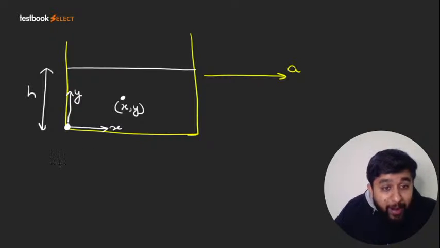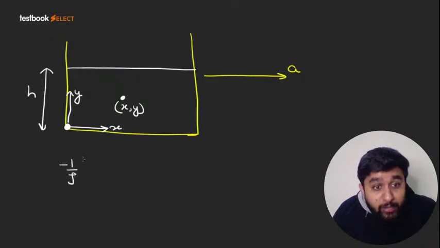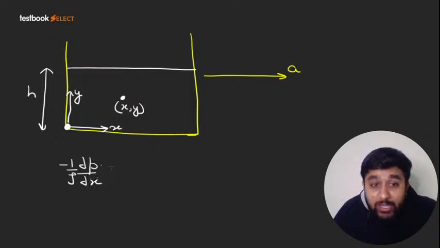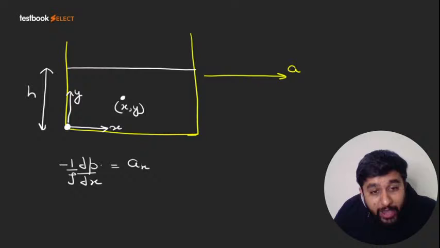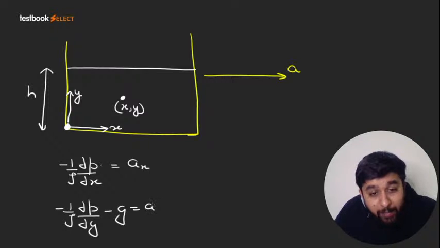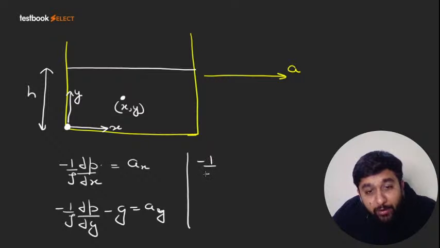So on the fluid particle, you can write down the Newton's second law of motion. So you will have minus 1 by rho del p by del x is equal to acceleration along x, minus 1 by rho del p by del y minus g equal to ay, and minus 1 by rho del p by del z equal to az.